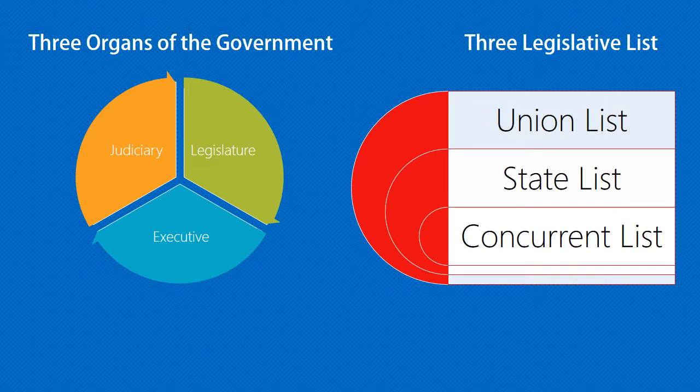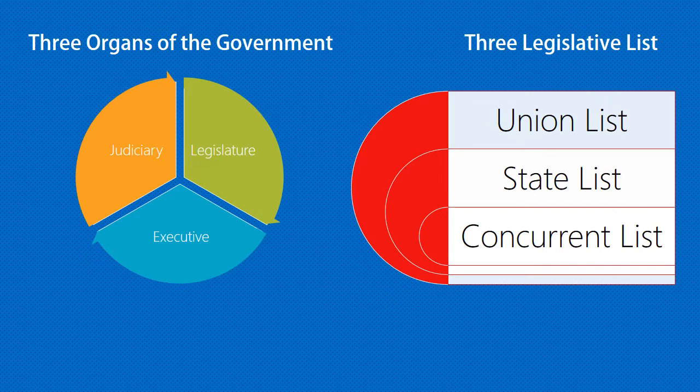State list. The state legislatures have the exclusive power of legislation over these subjects such as public order and police, water supplies and irrigation, public health, agriculture and so on, under the control of the state government.